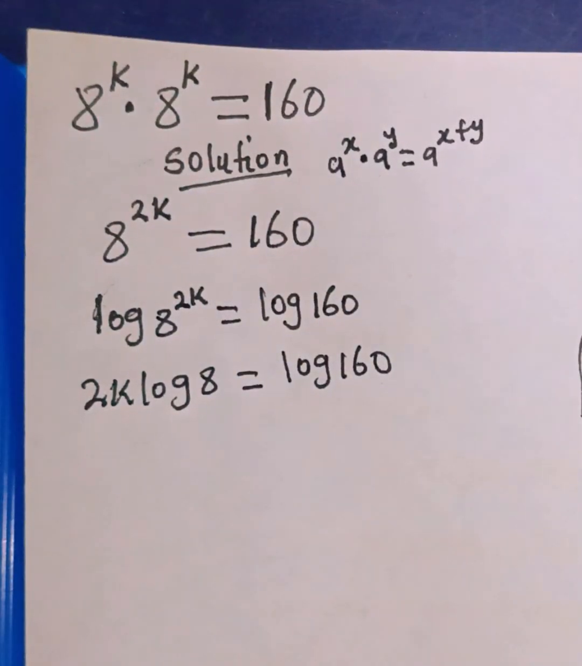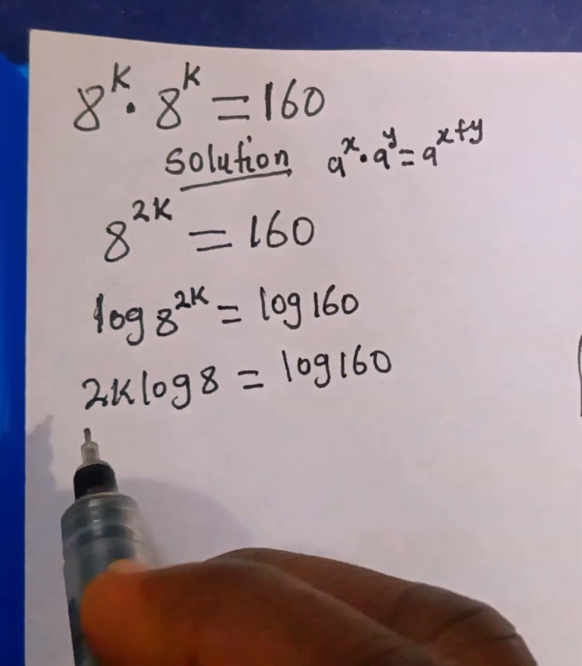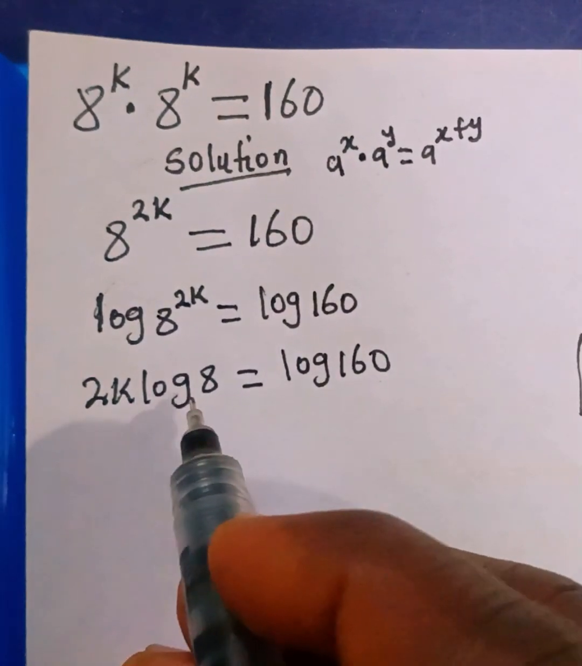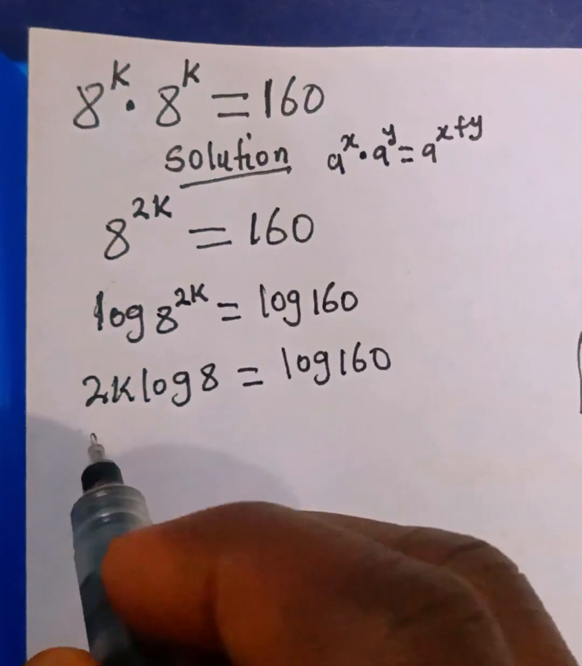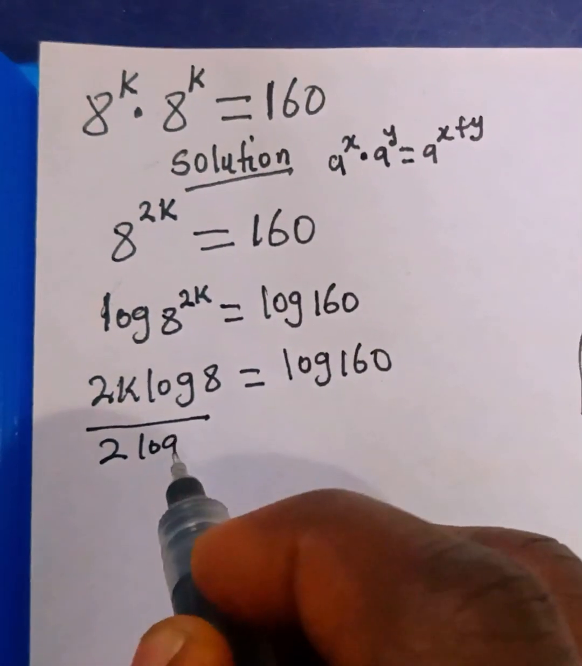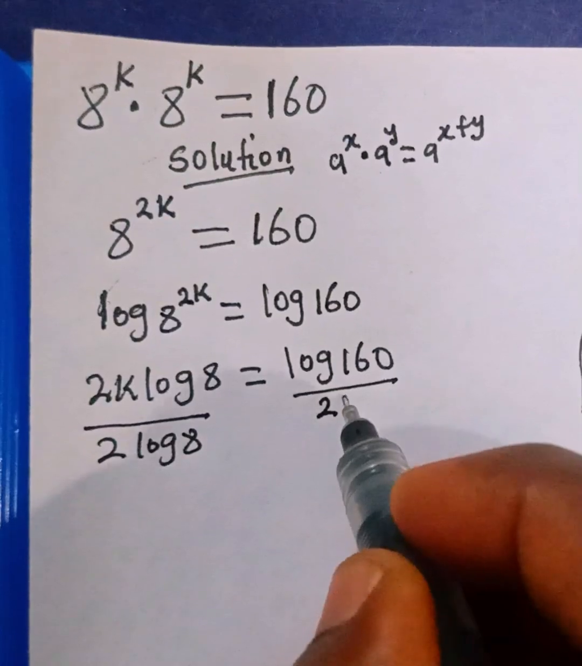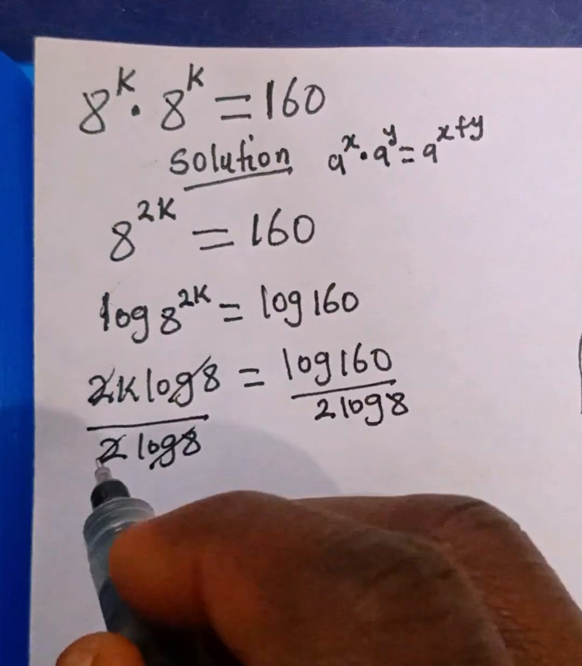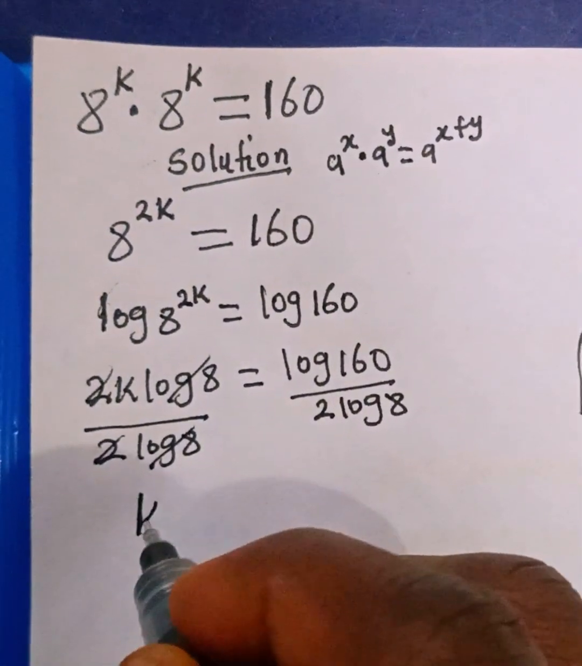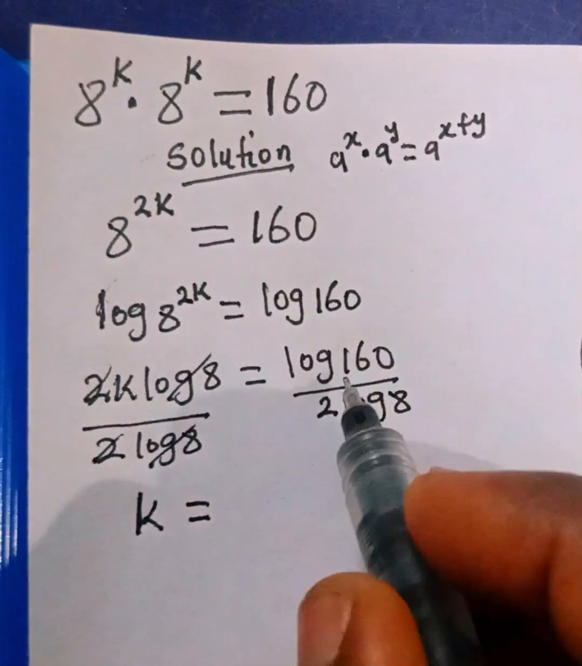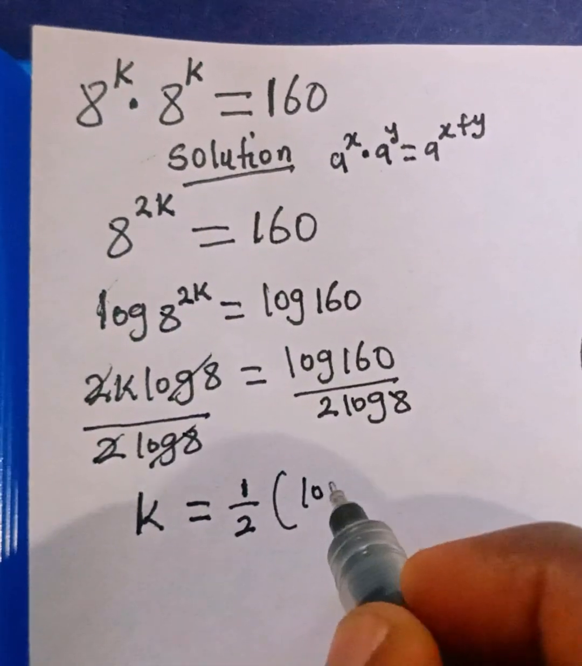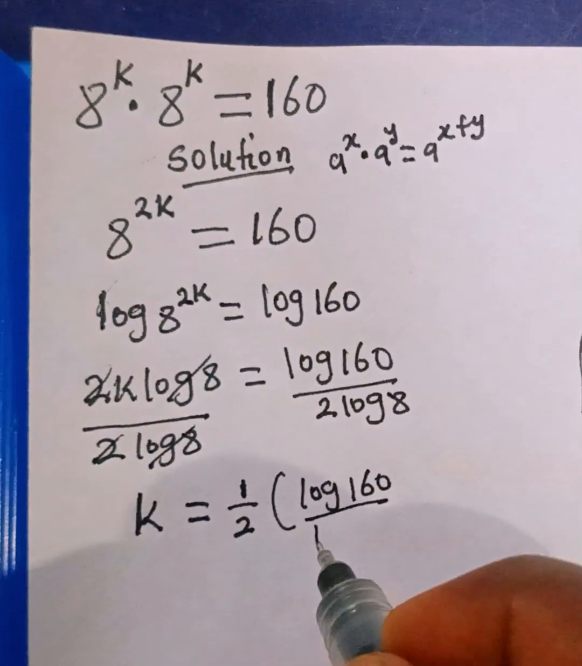So the next thing we're going to do is to divide both sides of this equation by the coefficient of k, since we are looking for the value of k. The coefficient is any number or term that is attached to that variable. So as you can see, 2 and log 8 are attached to this k. So we're going to divide both sides by 2 log of 8, and also here we divide by the same thing, 2 log 8. So that log 8 is going to cancel log 8, 2 is going to cancel 2. So we are left with just k on the left hand side, which is going to be equal to, we can factor out this 2, 1 over 2 into log of 160, then all over log of 8.